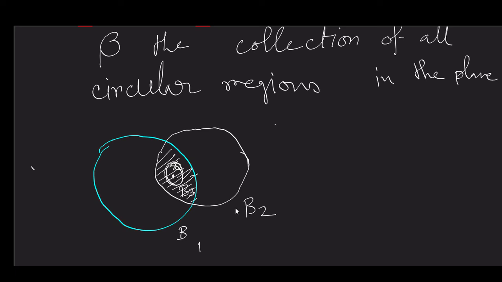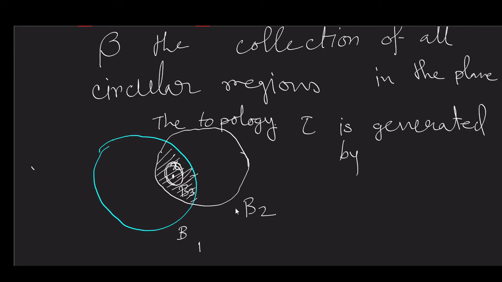Now what we need to check, or what we can say, is that if beta satisfies these two conditions, then we can say the topology tau is generated by this beta, right? So what is the condition? How can we say beta is a basis?